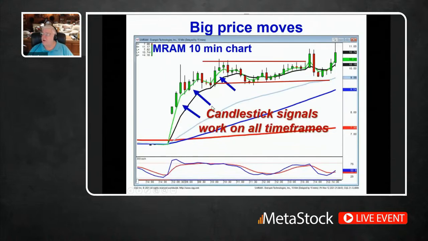You just flip over to your 10-minute chart. Say, well, they've gapped it up. I can be buying here. I can be buying here. Maybe I'm not buying here. Let's see what it does at the T-line. Well, I can be buying here.